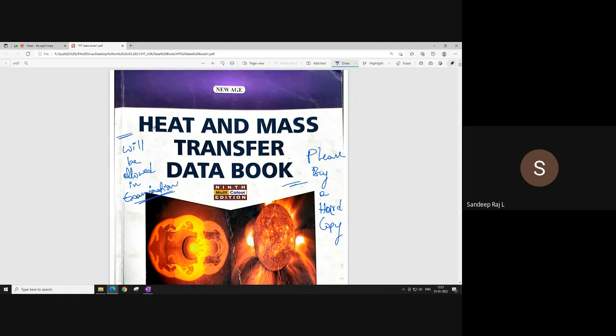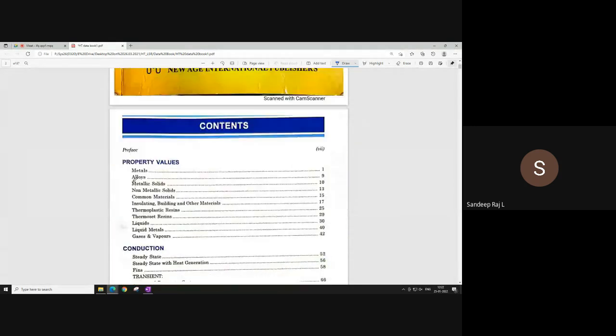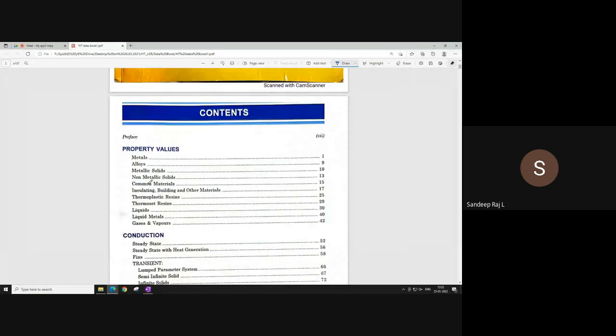in the examination, whether it is the mid exam or the end exam, doesn't matter. This book is allowed. Since this is online, I'm showing you this soft copy, but your exam is not online, it will be offline, so have this book with you. Anyways, let us come to our point here.